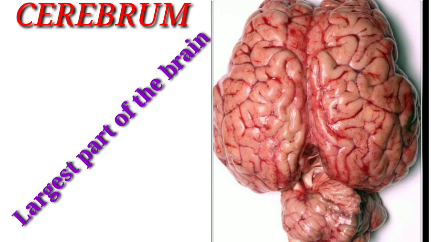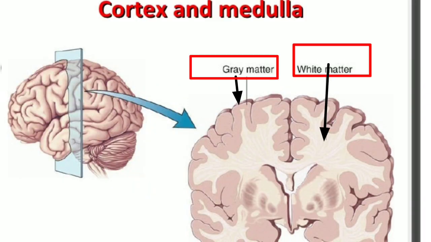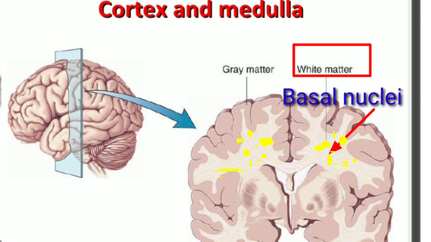In this video, we are going to see about the sulci and gyri of the brain. The cerebrum is the largest part of the brain. It consists of two incompletely separated cerebral hemispheres. The cerebral hemisphere consists of outer gray matter and inner white matter. In the white matter, some of the nuclei are called basal ganglia.